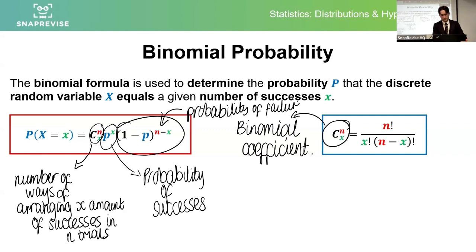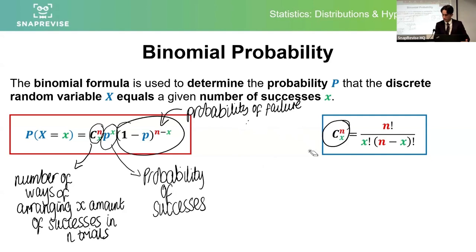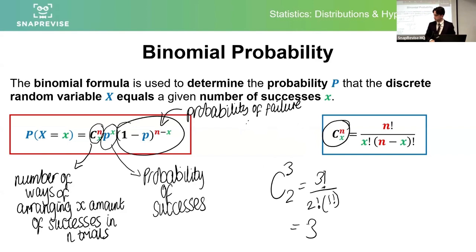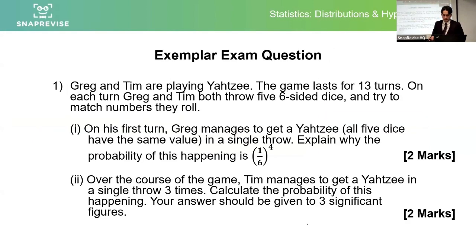Okay, right. So, for example, let's make sure we're happy with that choose notation on the calculator. 3 choose 2 works out as 3 factorial over 2 factorial times (3 minus 2) factorial, which comes out as 3. Okay, 6 over 2.